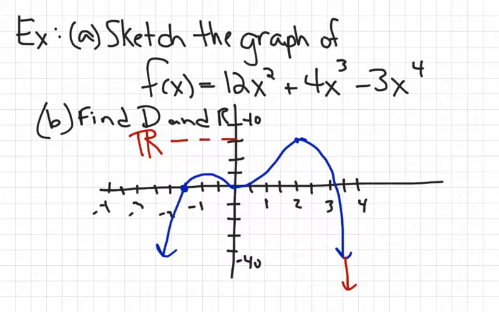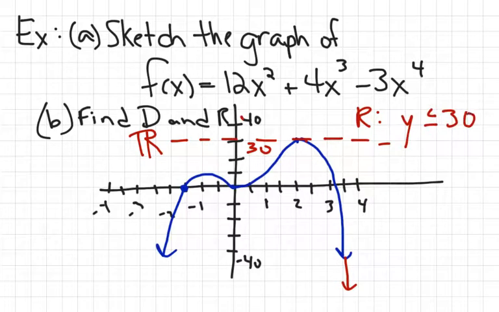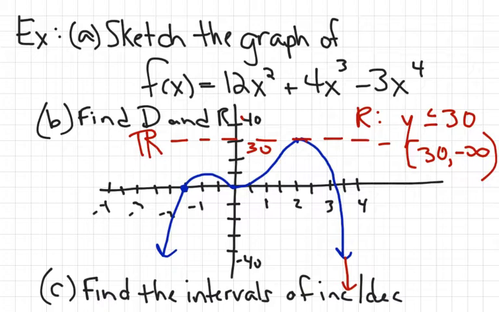I want you to notice that the highest this graph goes is up to 30. And all the rest of the graph is below that. So we would say that the range is y is less than or equal to about 30. Or the other way of writing it is that it starts at 30 and it goes to negative infinity, parentheses. Last but not least, let's find the intervals of increasing and decreasing.